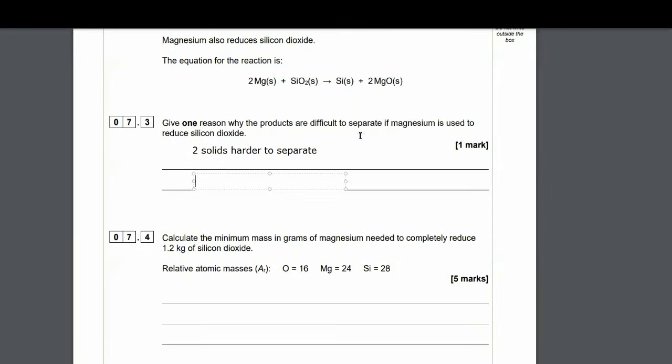So we basically need to point out here that, look, both the products are solid. That makes it harder. Okay, enough waffle. 7.4, calculate the 5 marks are going to need to move up.